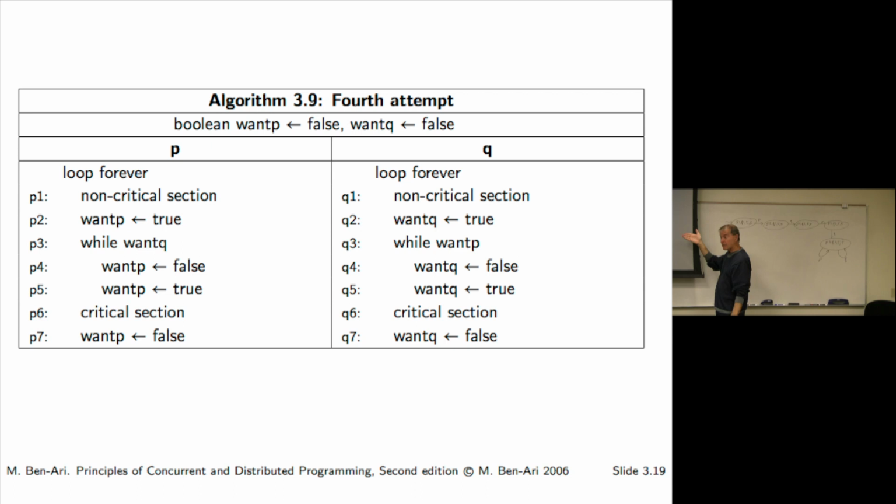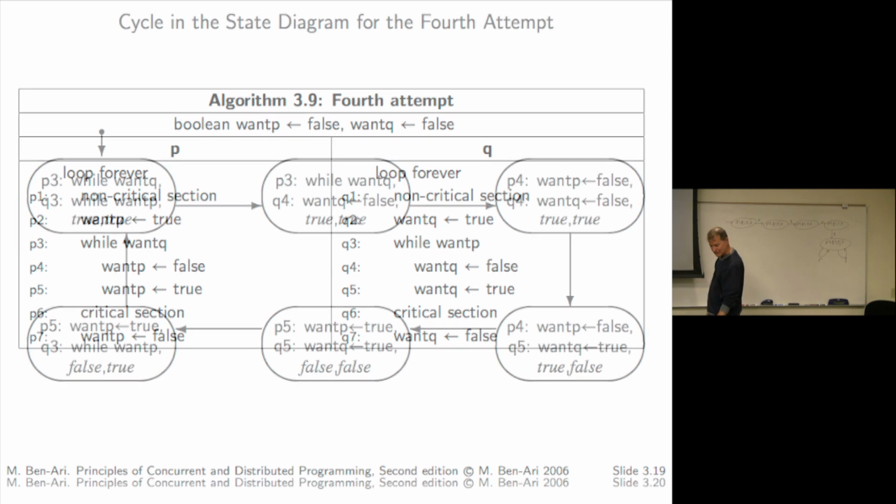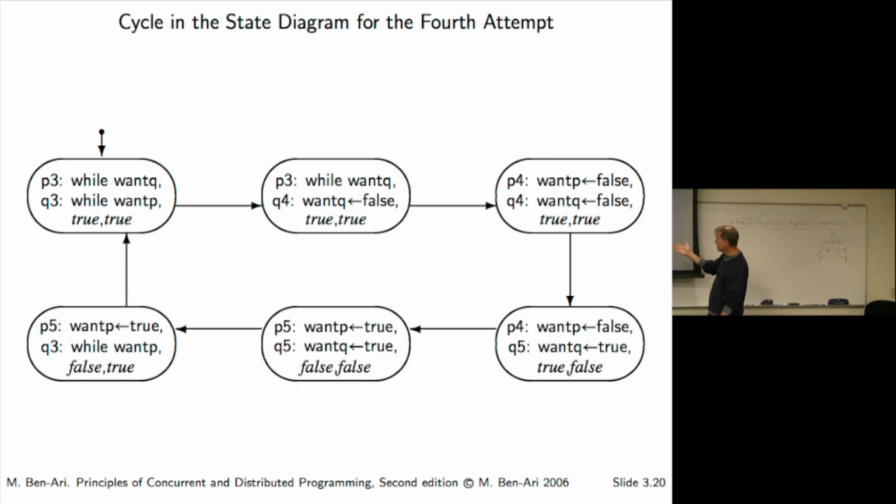Because even if it's fair, it's not that one process is being held up by the operating system. They're both getting their fair share, but if they get it exactly one at a time, it's perfect interleaving. And here is the slide that shows a cycle in the state diagram for the fourth attempt. It's P3, Q3, and then P3, Q4. So Q executes, then P executes, then Q executes, then P executes, and you can keep going like that.